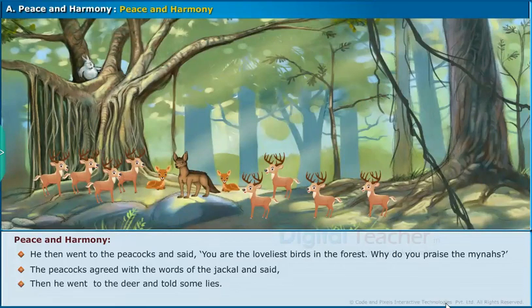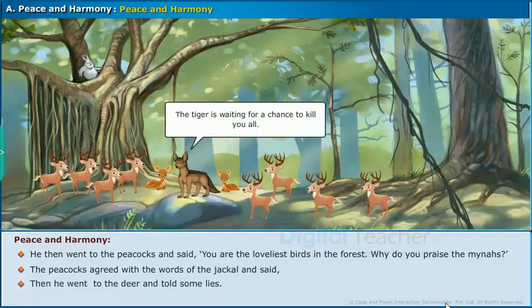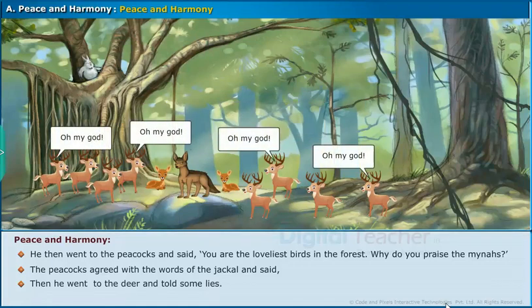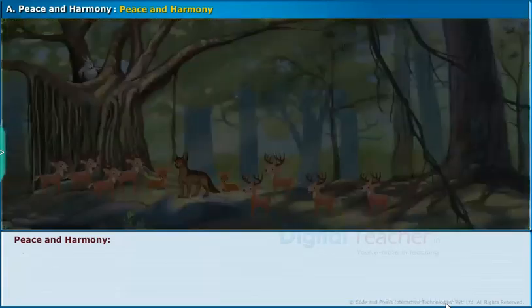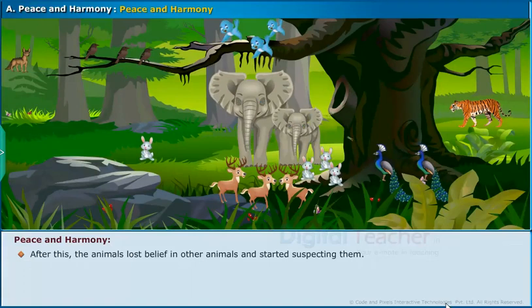Then he went to the deer and told some lies. "The tiger is waiting for a chance to kill you all." "Oh my God!" The deer got frightened listening to the jackal's words and were wondering how to escape from the tiger. After this, the animals lost belief in other animals and started suspecting them.